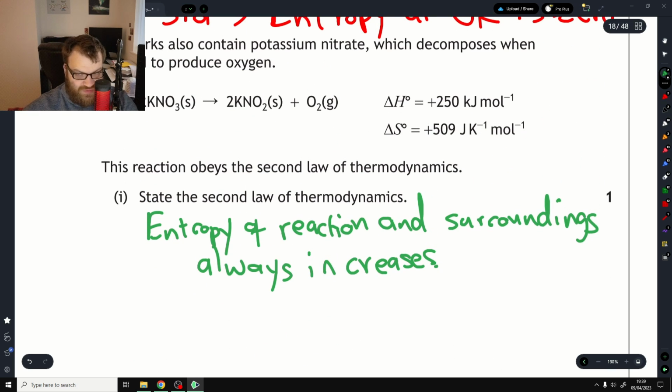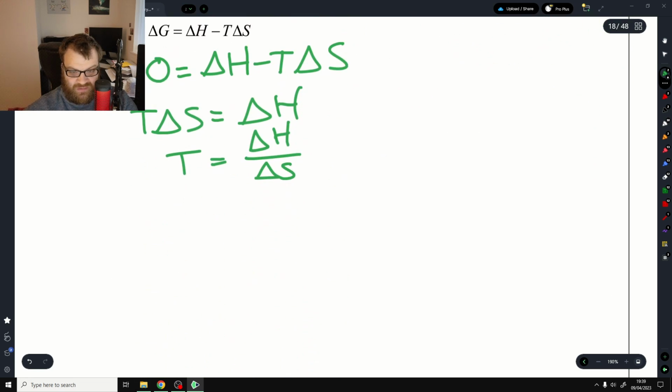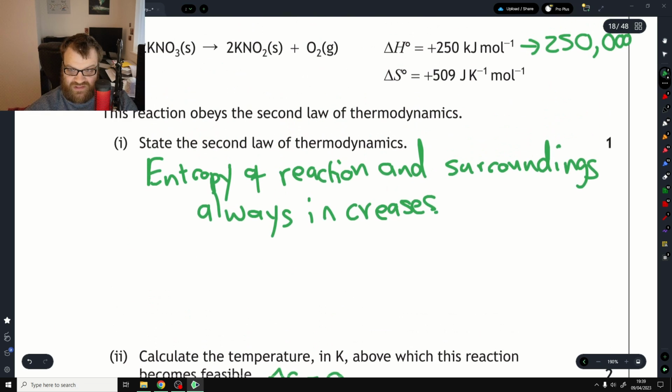Looking at our values, we've got 1 in kilojoules and we've got 1 in joules. We need to change them so they're both the same. I'm going to again go for turning the first one into joules, so 250,000. Popping them in, that gives us 250,000 divided by 509.